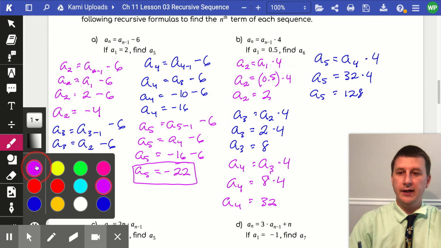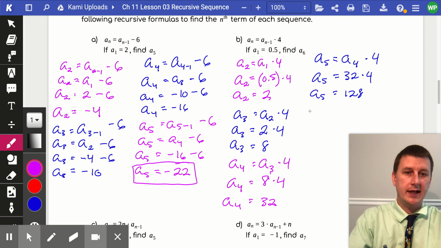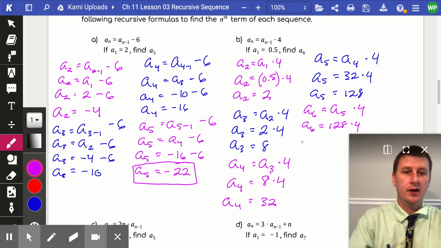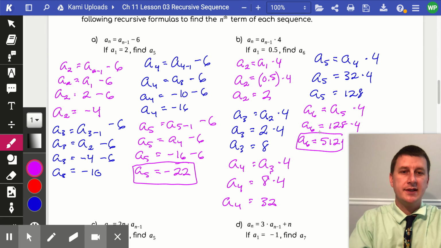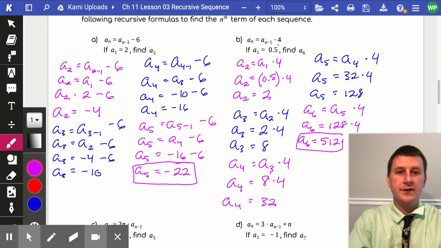Whew. Now finally, we're on our sixth term, and that's what we're looking for. So to find our sixth term, we're going to do a sub 6 minus 1, which is a sub 5, and multiply that by 4. We just found out that our fifth term was 128. We're going to multiply that by 4. And we're going to get that our sixth term is equal to 512. All of that work to find out that our sixth term of this recursive sequence is 512.